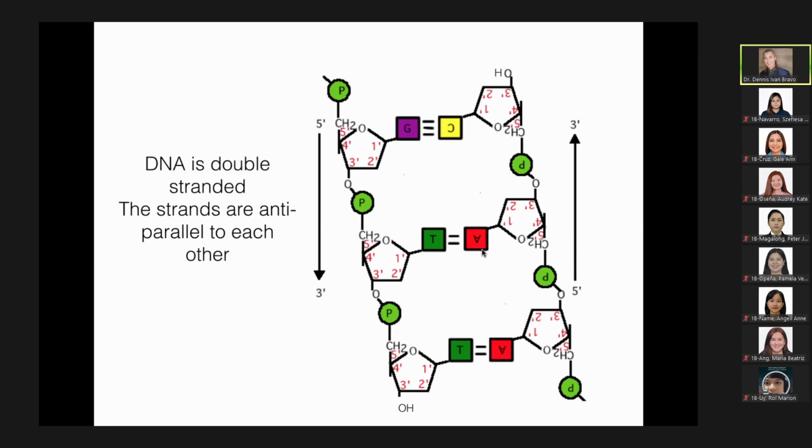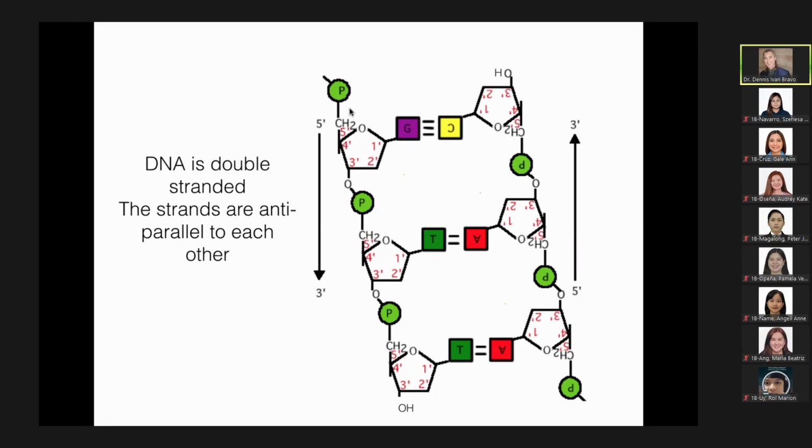Now, the number of hydrogen bonds and the composition of DNA would have a profound effect on its melting point. So if there are more G and C's on the DNA, there would be more hydrogen bonds and it will take more energy to separate the two strands from each other. Thus, they have a higher melting point. In contrast, if A and T are predominant, like in this example, there would be relatively less hydrogen bonds. It would be easier to separate the two strands from each other. Thus, they would have a relatively lower melting point.